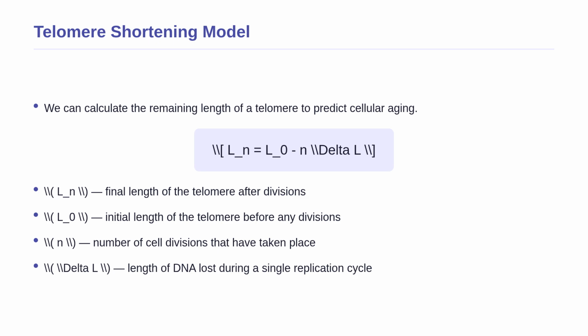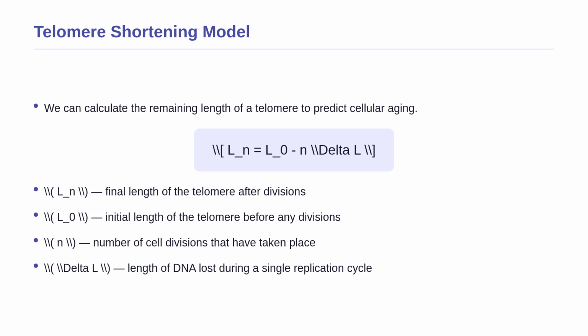In this equation, L subscript n represents the final length of the telomere after a certain number of divisions. L subscript 0 is the initial length of the telomere before any divisions occur. The variable n represents the number of cell divisions that have taken place. Finally, delta L represents the specific length of DNA lost during a single replication cycle.